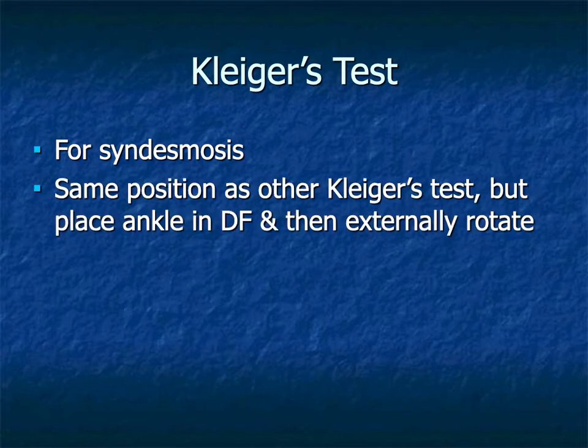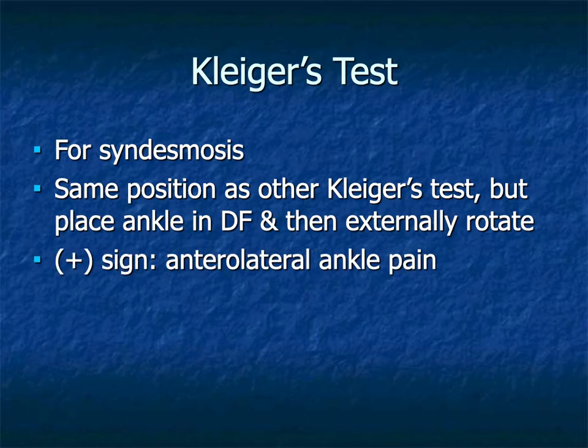We do the same position as the Klinger's test, but place the ankle in dorsiflexion, then externally rotate. And here the pain will be on the front side of the ankle, right where the anterior tibiofibular ligament is at. So between the tib and the fibula, that's where that pain would be.